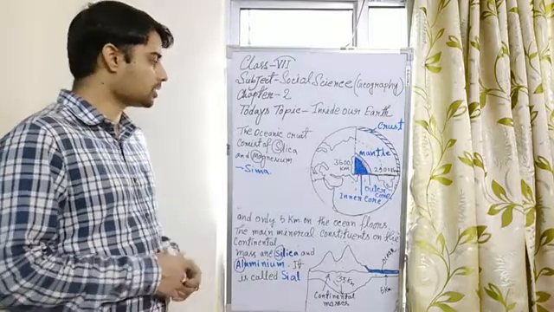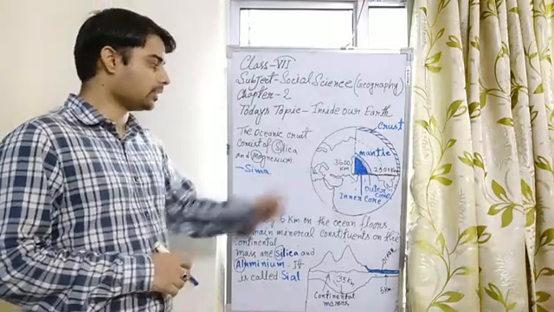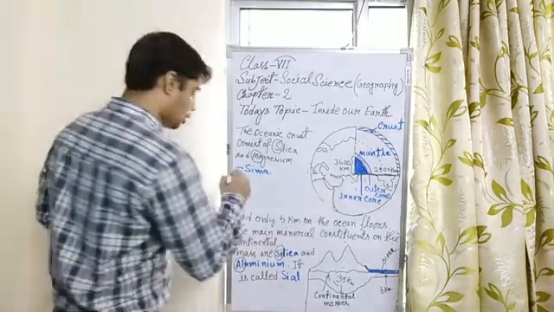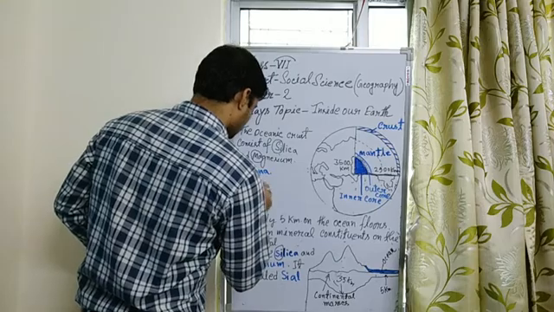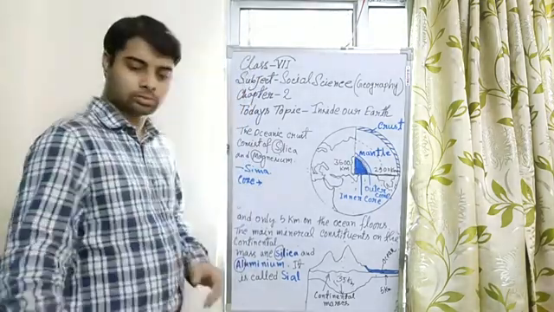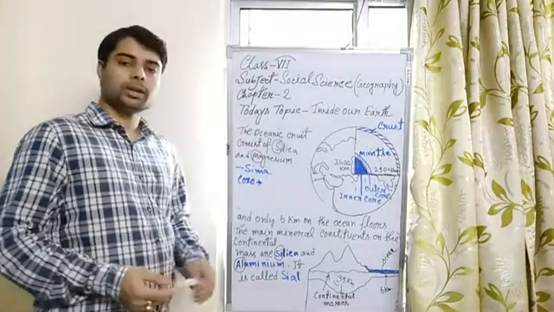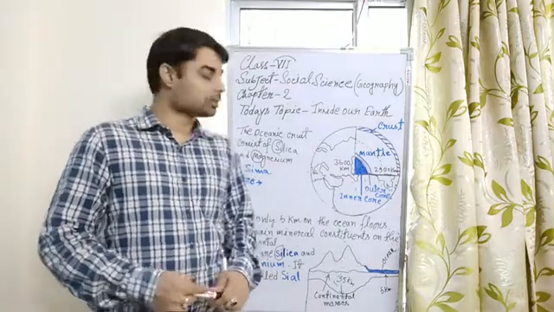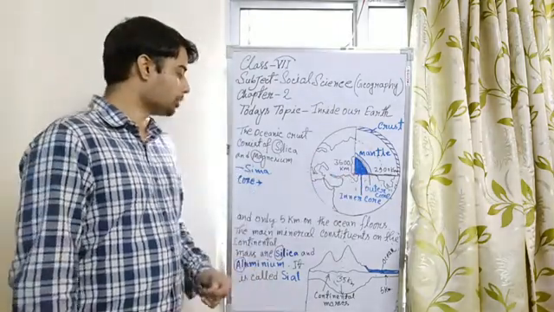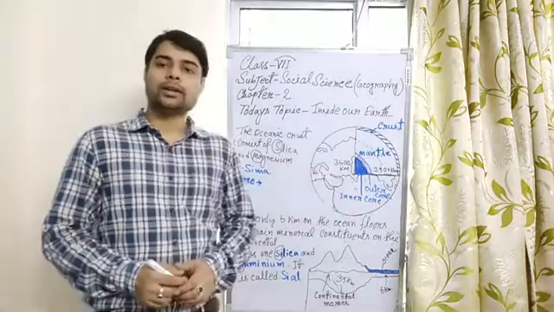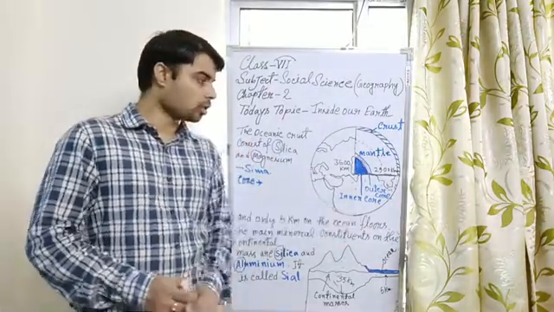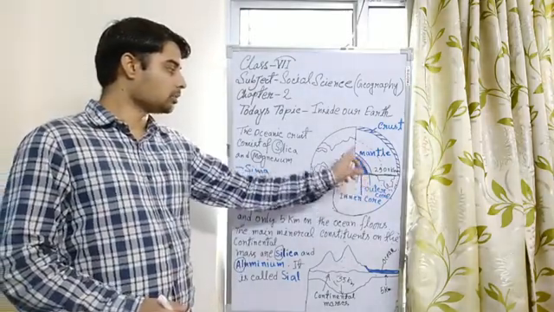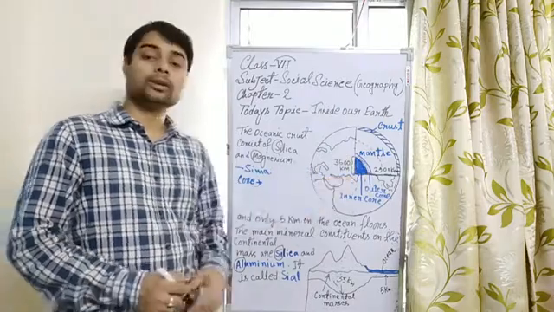Now we will discuss the last layer, which is the core. The depth of the core is 3,500 kilometer. The core is also divided into two parts: the outer core and the inner core. In this picture you can see the outer core, and this is the inner core.